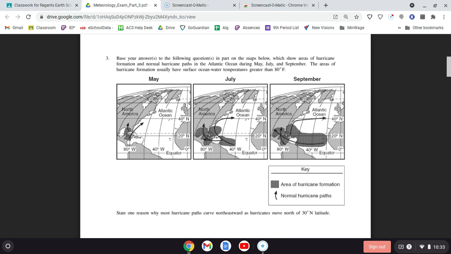This map below shows areas of hurricane formation and normal hurricane paths in the Atlantic Ocean during May, July, and September. The areas of the hurricane formation usually have surface ocean water temperatures that are greater than 80 degrees. State one reason why most hurricane paths curve northeastward as hurricanes move north of the 30 degrees north latitude.